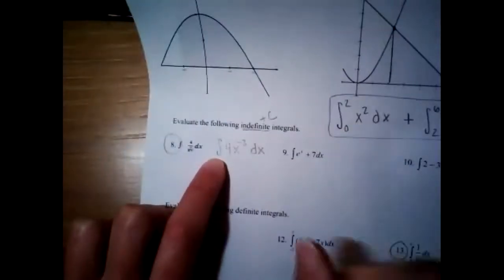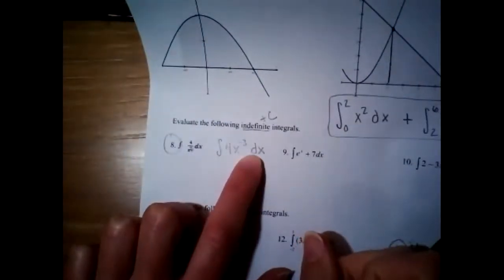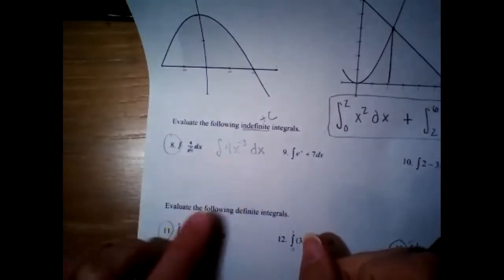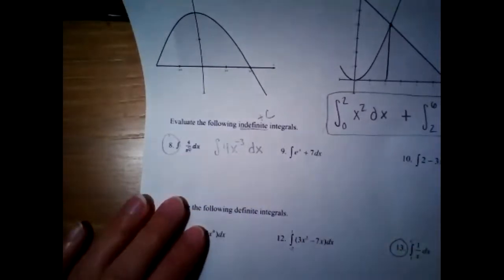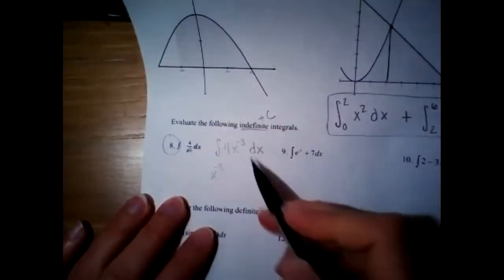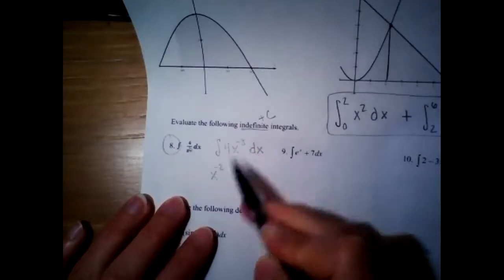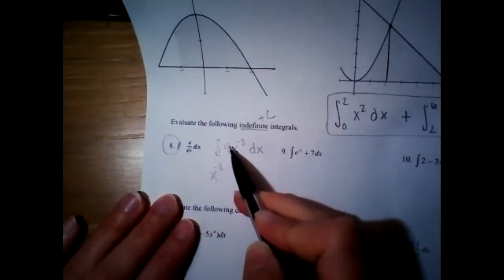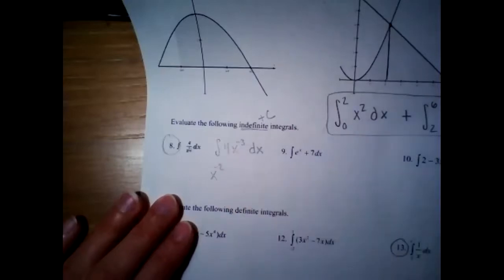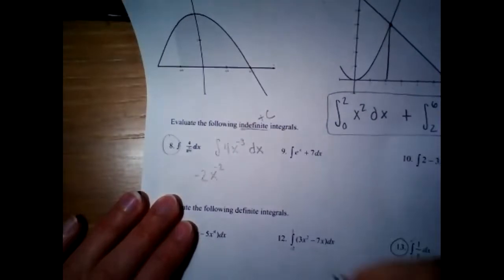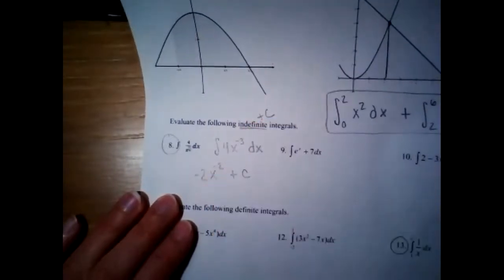And I kept the integral symbol and I kept the dx because I didn't actually do the problem yet. I just rewrote it. So you're going to add 1 to the power. So it'll be x to the negative 2. I took this and I added 1. And then I want to divide by negative 2. So my coefficient is 4. 4 divided by negative 2 would be negative 2. And then just put a plus c at the end.